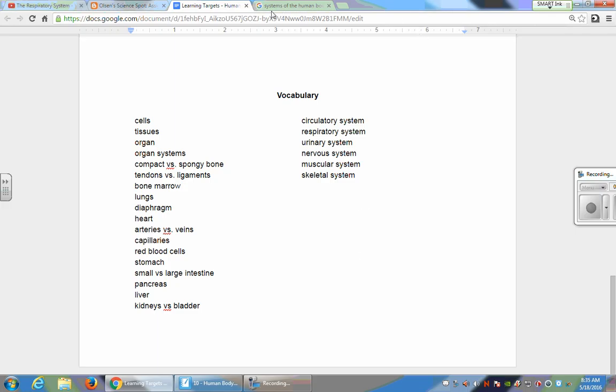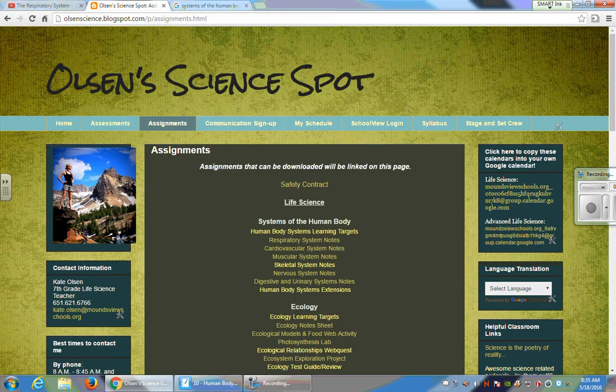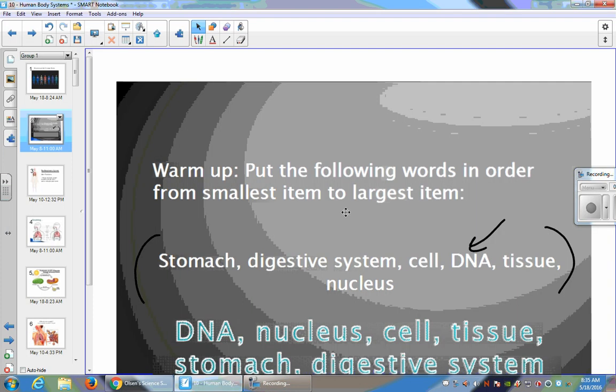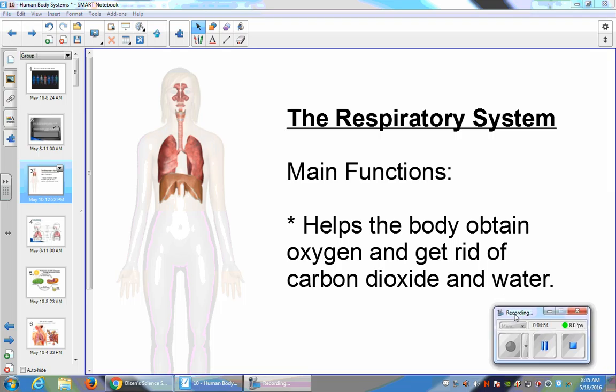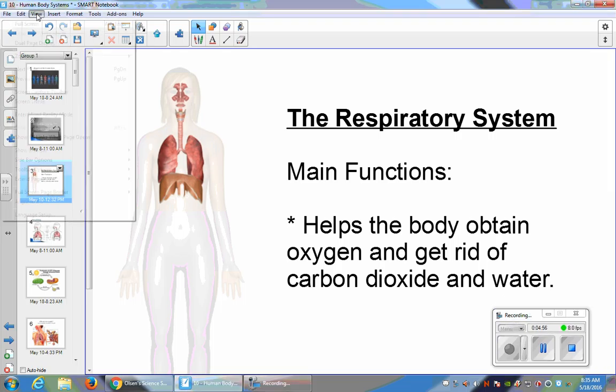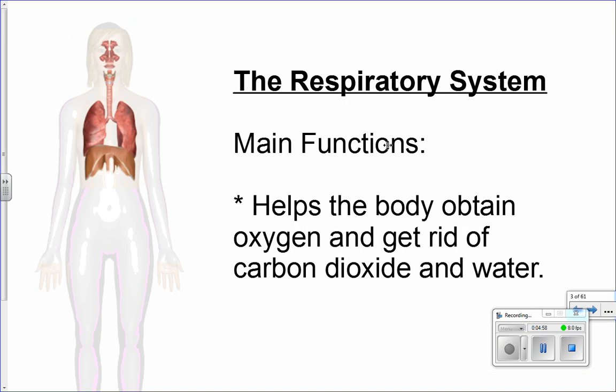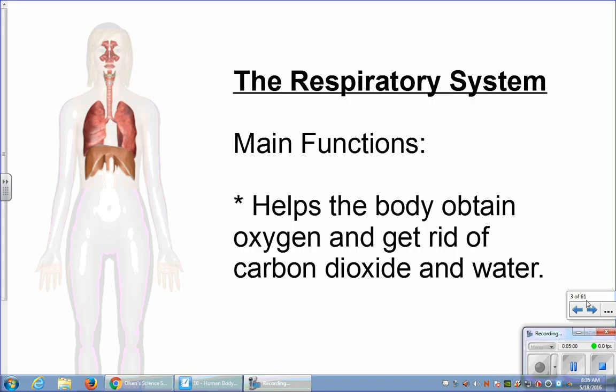Okay, so back to our notes here. Now at this time you can put your warm-ups away and you can take out your respiratory system notes that were handed out. We're going to go through the respiratory system notes, the beginning. All right, I'm going to make this screen big for you. There we go. That looks better.